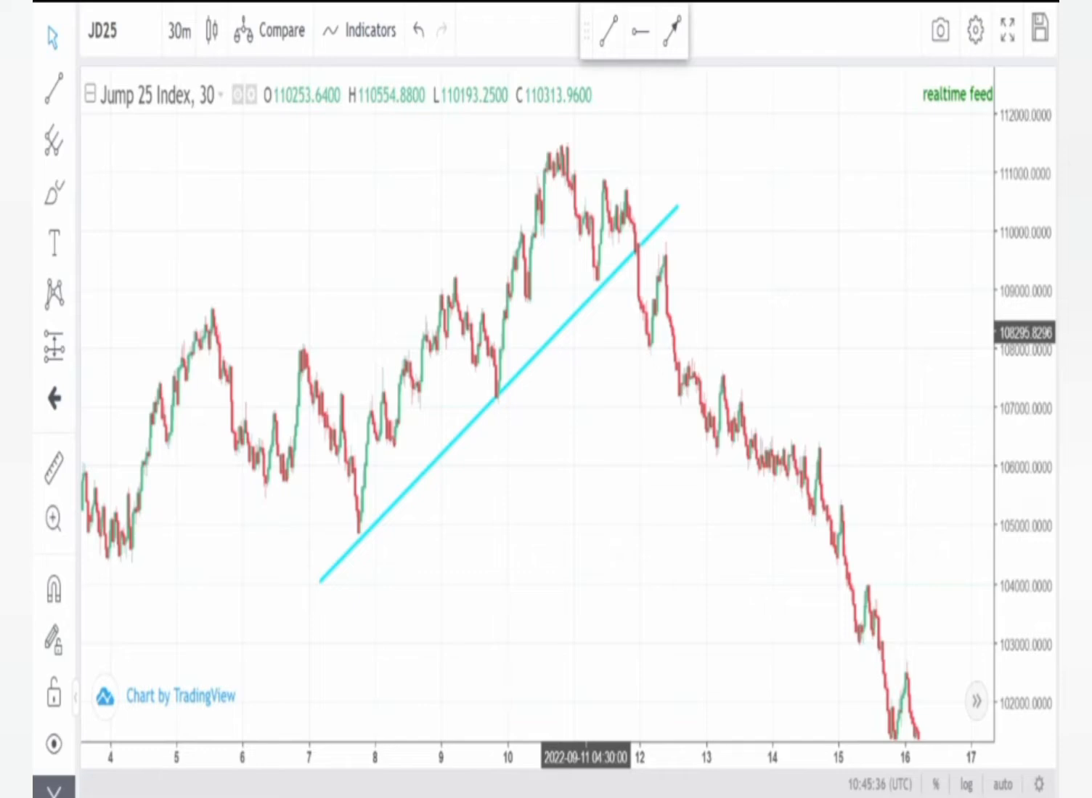Many of you have been into trading, but not all understand trend lines well. So we look at how a trend line works and how you analyze the market before you make an entry.